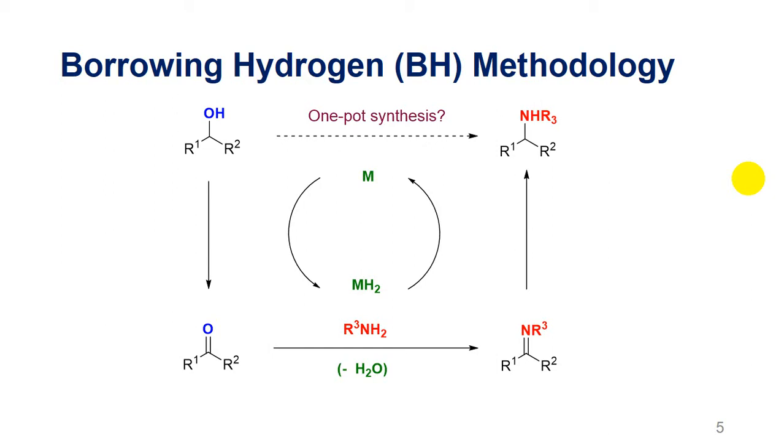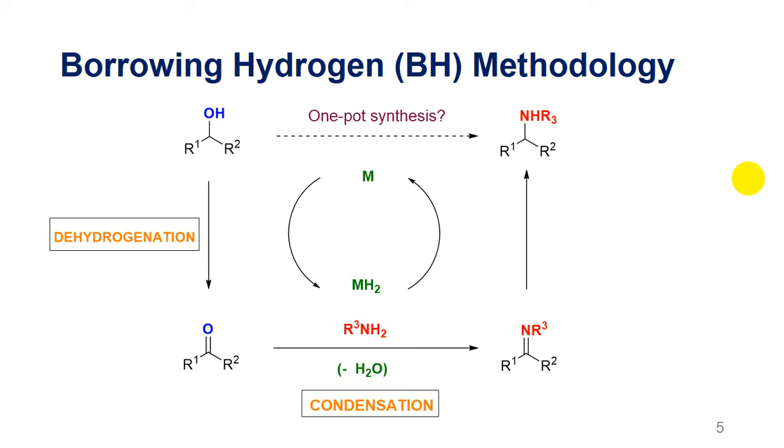So, in the borrowing hydrogen methodology for amine synthesis, the reaction will start with the dehydrogenation of alcohol, catalyzed by the organometallic compounds to form the carbonyl compound. Subsequently, the metal will be transferred into the metal hydride as you can see in the diagram. After that, the carbonyl undergoes the condensation reaction with the amine to afford the imine intermediate. In the final step, the hydrogen in the metal catalyst, which is borrowed from the alcohol, will be returned to the imine intermediate and the amine will be formed. And then, the metal catalyst will continue the catalytic cycle to convert the alcohol substrate into the desired amine.